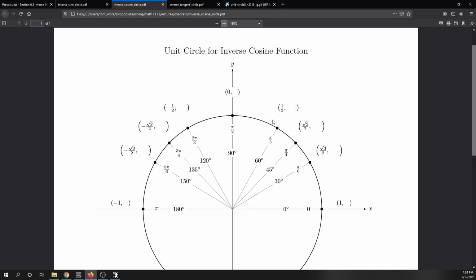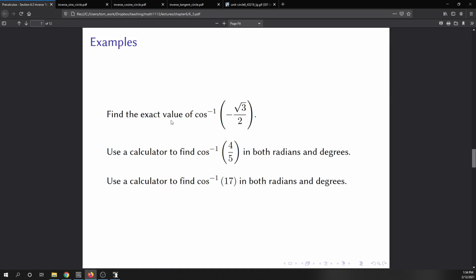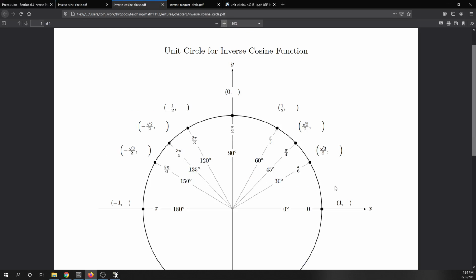And so now using this, we can easily calculate the inverse cosine values for the special angles. Let's take a look at how we would do that. And so that's this first example. It says find the exact value of the inverse cosine of negative square root 3 over 2. So I would go to the unit circle and I'm looking around the edge for minus square root 3 over 2. Here it is. I found it. So it's right here. And so the output would be 5 pi over 6 in radians, or if you want it in degrees, it would be 150 degrees.